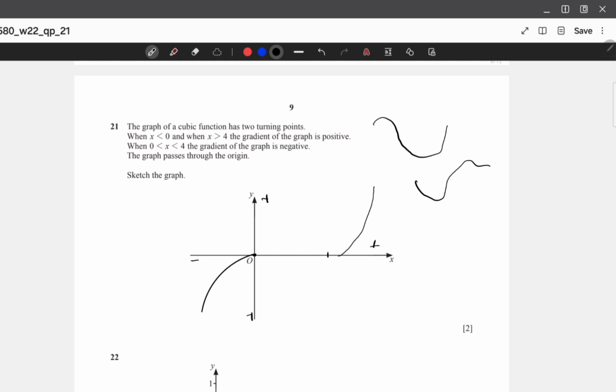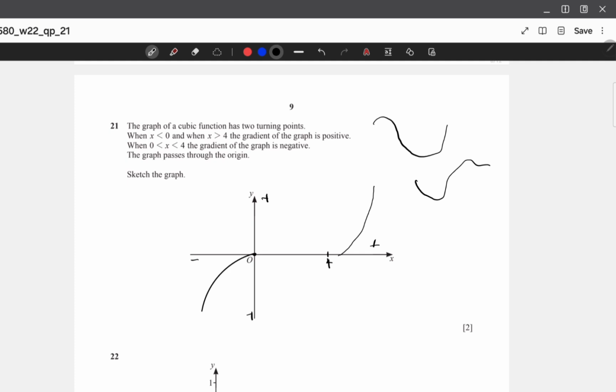So this is our turning. This is the first turning, right? We are sketching it. So when x is less than 0, for every value of x negative, every value of y is negative. And when x is greater than 4, let's say this is 4, anything greater than 4 is here. For every value of y positive, every value of x positive.